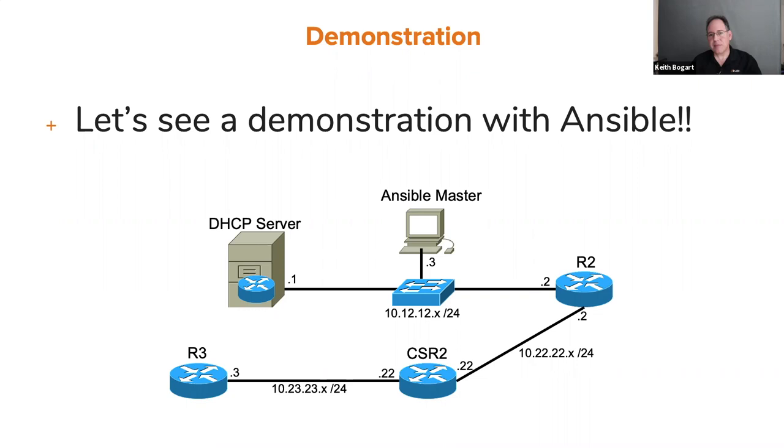Didn't have to have a DHCP server, that's not required, but just because of how we've created that Ubuntu VM, we needed a DHCP server for it. But if I could have put a static IP address on there, I would have, and then I wouldn't need a DHCP server. And then I've got three devices which I'm going to control. These are also virtual machines. These are also virtual routers, R2, R3, and CSR2. And we're going to control these with Ansible. So let's take a look at how that works.